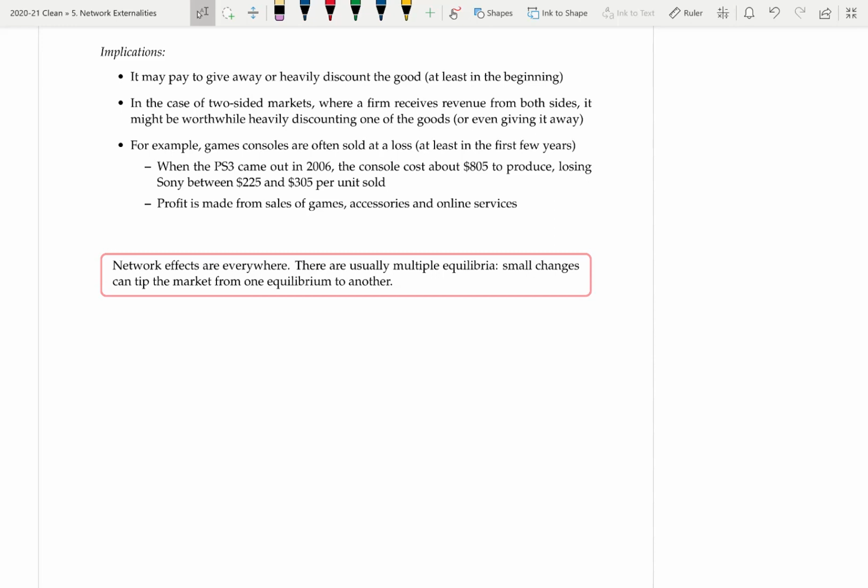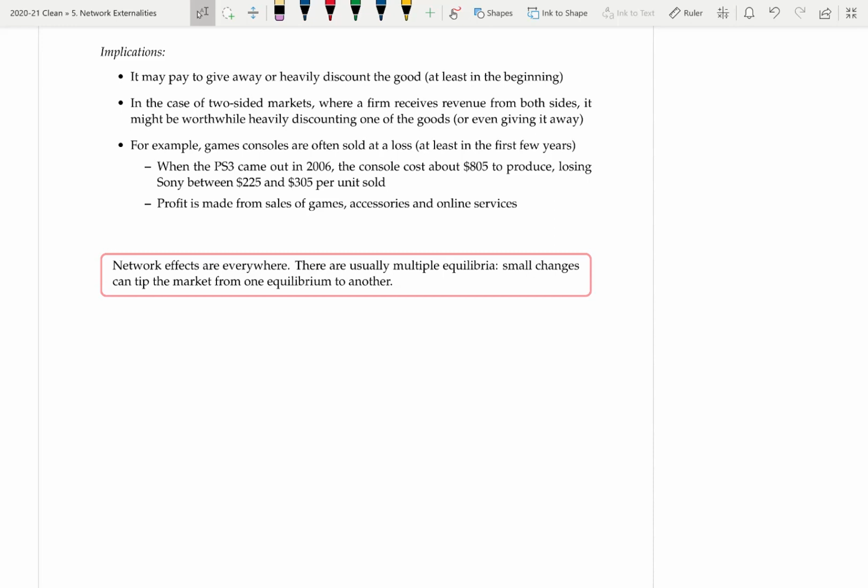Another example is with PDF readers. Adobe gives away the PDF reader, and this means that there are lots of people who are able to read PDFs, and therefore it's going to be worthwhile for someone who wants to produce a document to use PDF. And so Adobe can make the money by selling to the PDF producers rather than the PDF readers.